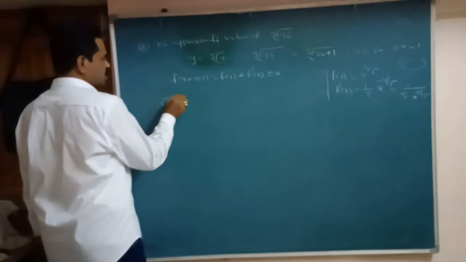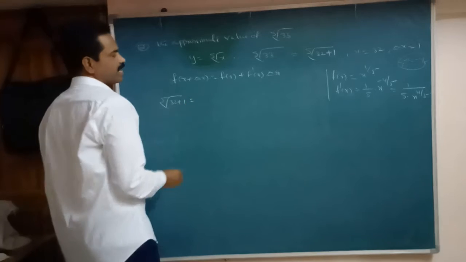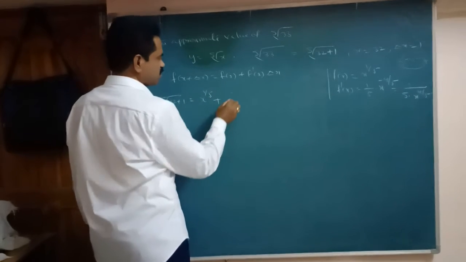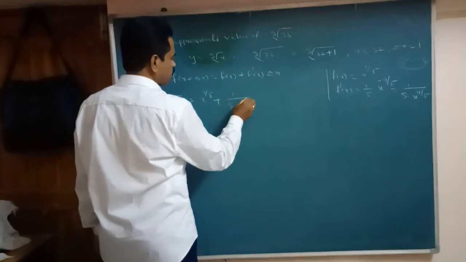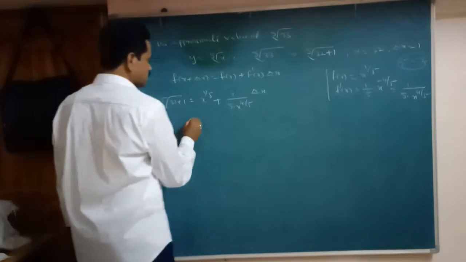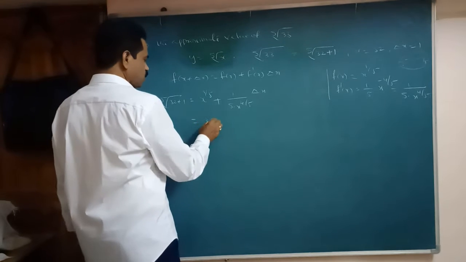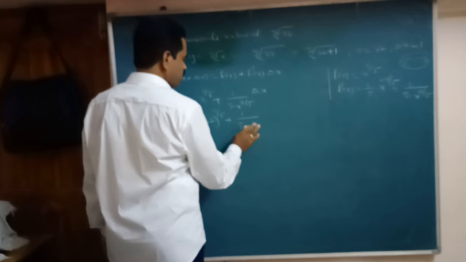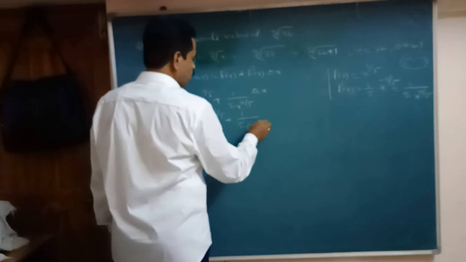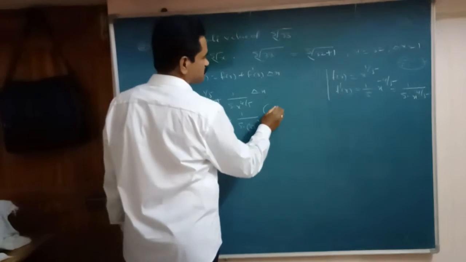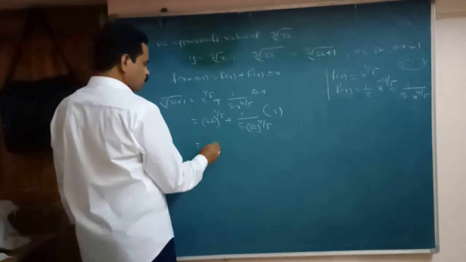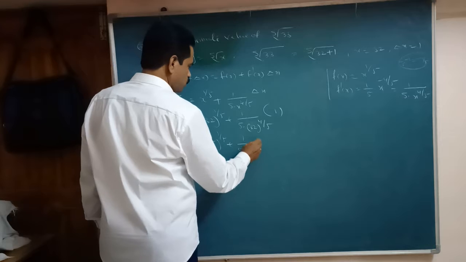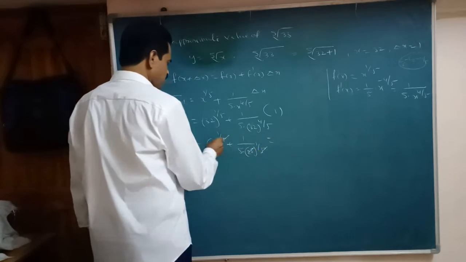See here, substitute here. Fifth root of 32 plus 1 equal to f of x is x power 1 by 5 and f dash x is 1 by 5 into x power 4 by 5 into delta x. What is x here? Substitute here: 32 power 1 by 5 plus 1 by 5 into 32 power 4 by 5. Delta x is how much here? 1. 32 is 2 power 5 whole power 1 by 5 plus 1 by 5 into 2 power 5 whole power 1 by 5. 5 cancel, 5 cancel.